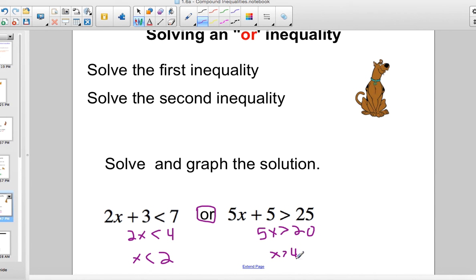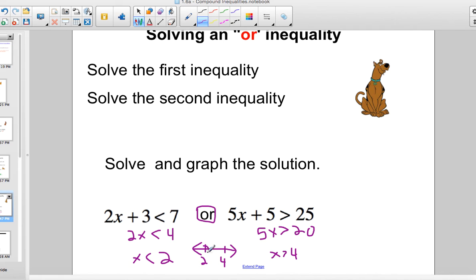Now, even if it didn't give you the word OR, you could still figure it out, right? It's a number that's less than 2, but greater than 4. Well, there is no number that's less than 2 and greater than 4, right? So that tells you that it's an OR inequality. It needs to be one or the other. It can't be both. That's why it's not an and, right? There's nothing that fulfills both parts.